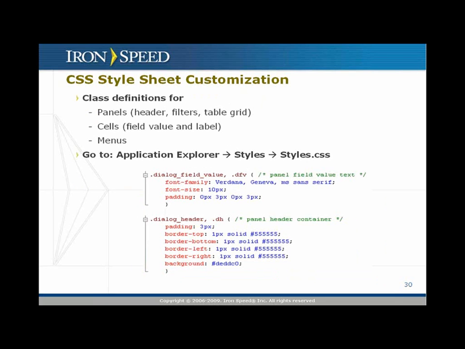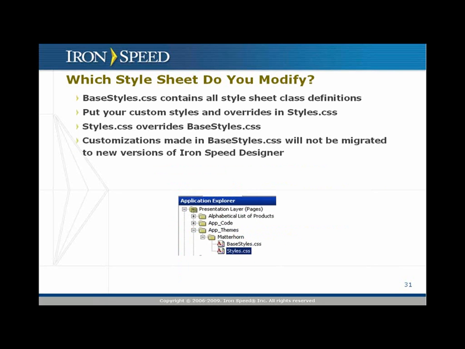Now, when you look in your style sheet, you'll find that there are probably over 100 different classes that give you a lot of control over every little nuance of your generated application page. There are classes for each portion of a panel, like the header in the panel, the filter section, the table grid, the cells within the grid, whether it's a field value cell, a label value cell, and so forth, the different parts of a menu control. All manner of things can be controlled via the style sheet. You'll find the style sheets are in the App Themes folder in your generated application.